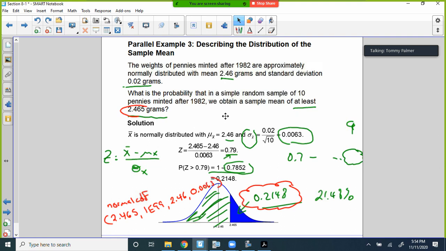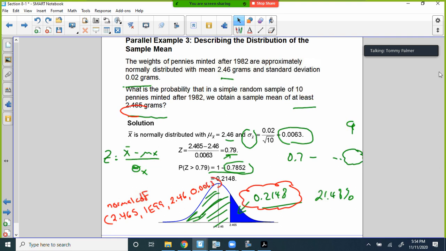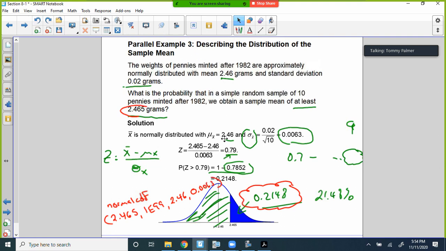So these are the key points. The mean of X bar of the sample is the mean of the population, and then we calculated the standard deviation of X bar, or the standard deviation of the sample. So really the only calculation you have to do is the standard deviation of X bar, and then plug it into your calculator, depending on whether it's a lower or upper bound type of problem.